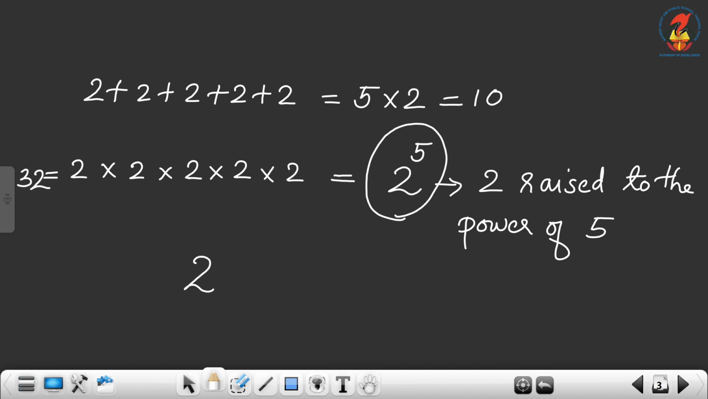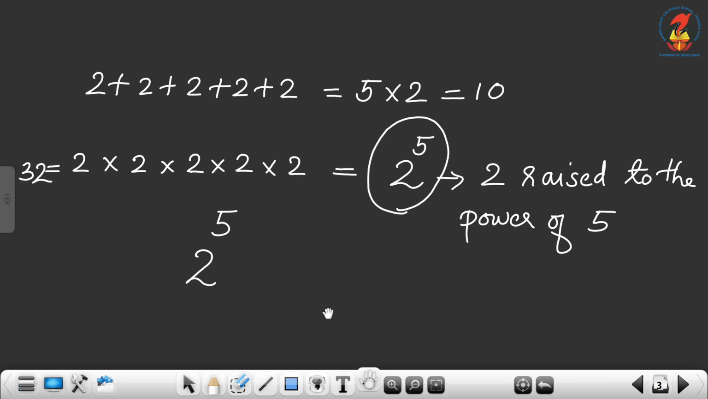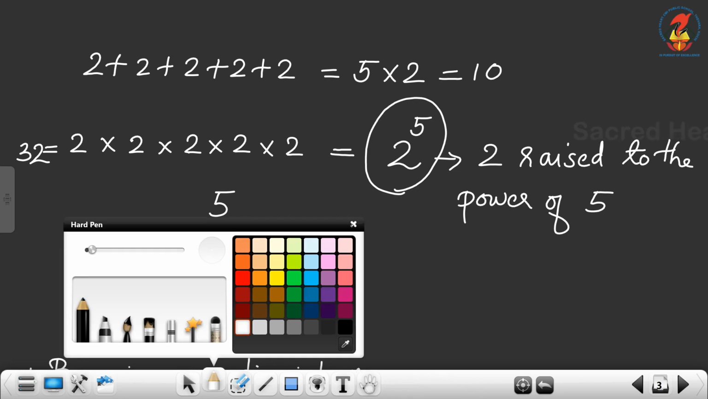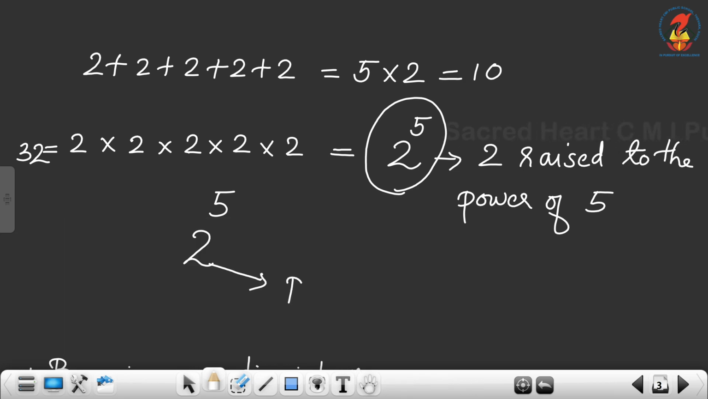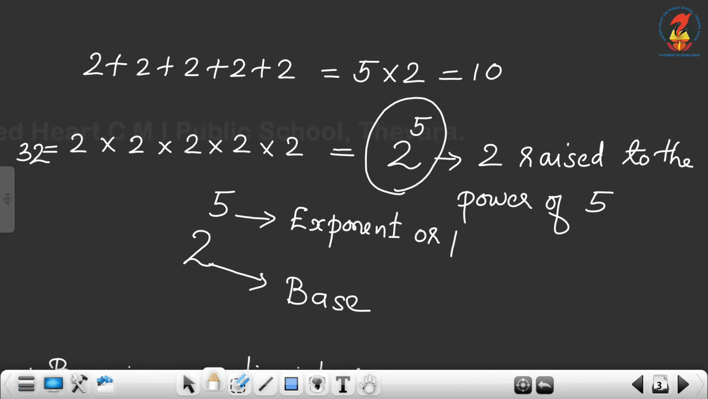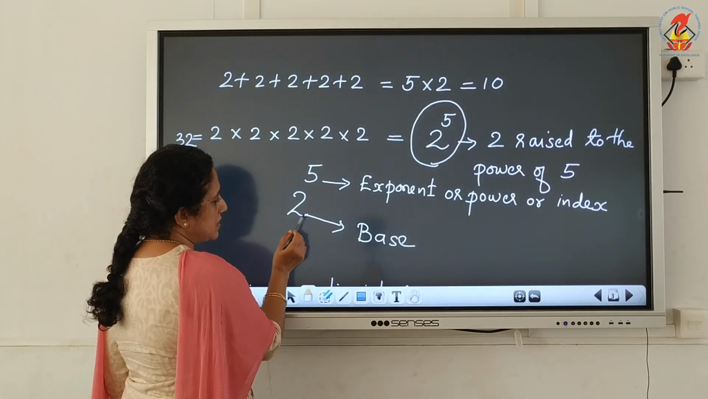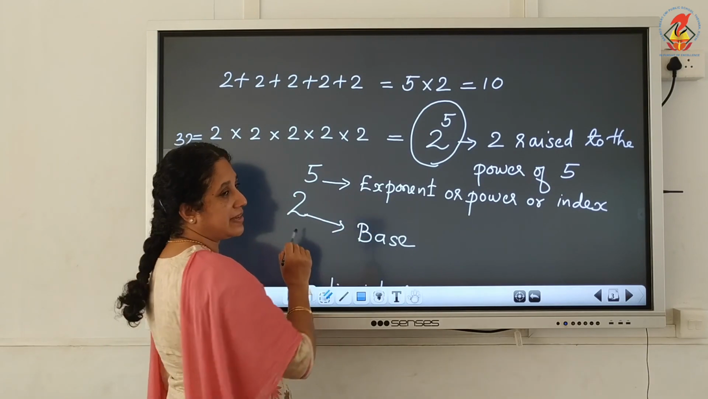If you consider 2 raised to the power 5, 2 is known as the base, and 5 is known as the exponent or power or index. So 2 raised to 5 is the exponential form of the number 32. 2 is known as the base and 5 is known as the exponent.